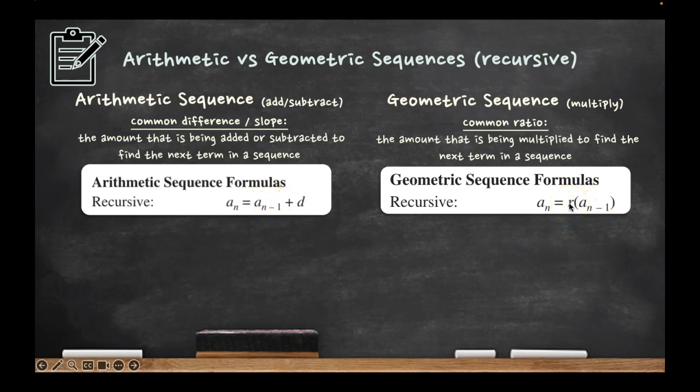This ratio, I'm multiplying by it. So if I'm multiplying by a sub n minus 1, that means it's a geometric sequence. If I'm adding or subtracting to a sub n minus 1, that means it's going to be an arithmetic sequence. All right. Now, oftentimes for arithmetic sequence, it'll be plus or minus on the back end. And oftentimes for geometric, it'll be the common ratio on the front end. But it doesn't have to be written this way. It could be written a sub n minus 1 times a number, and that's still going to be a geometric sequence. So just be careful with that.